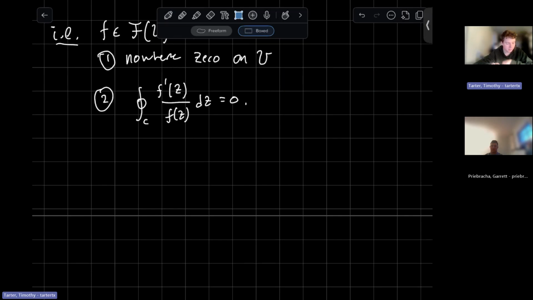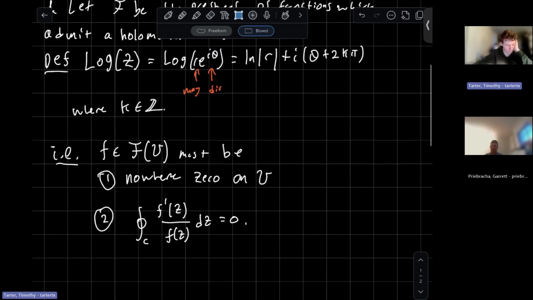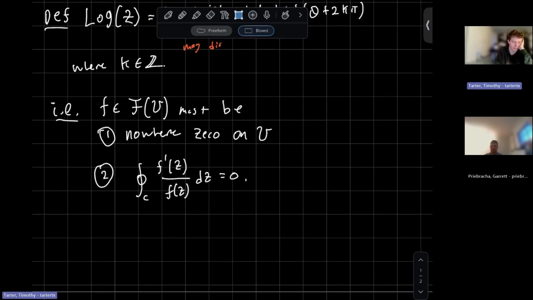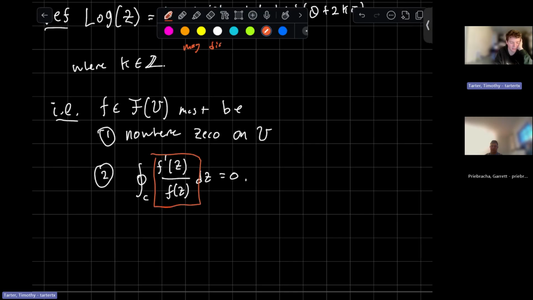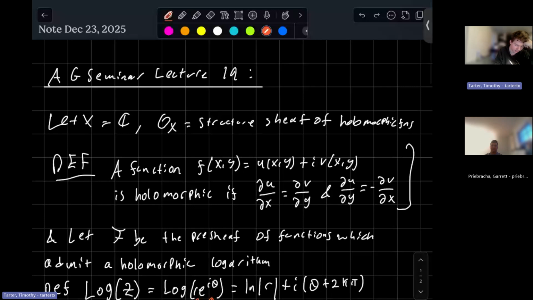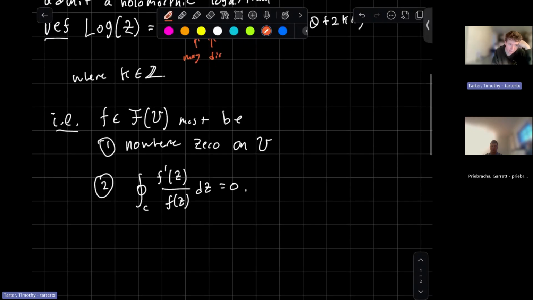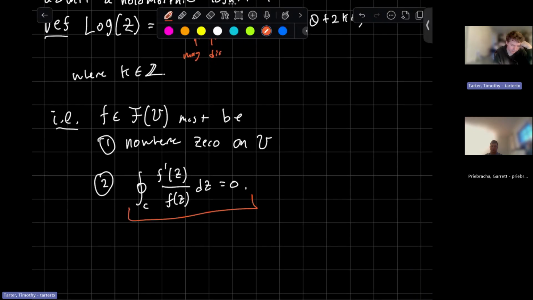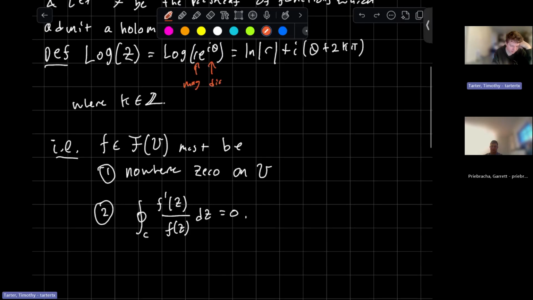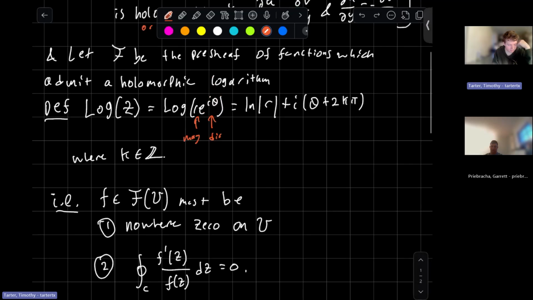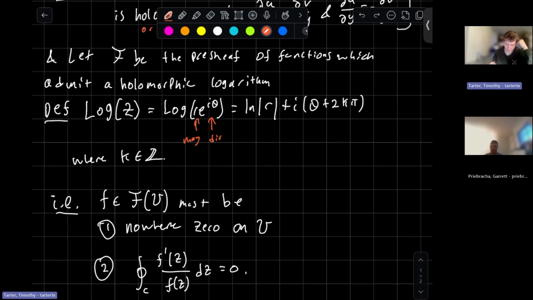But what we're saying is that if f of z is nowhere 0, then as long as this function here is analytic, or holomorphic, the way we've defined it, then basically by the Cauchy-Goursat theorem, this is 0. So for it to admit a complex logarithm, this is our criteria.